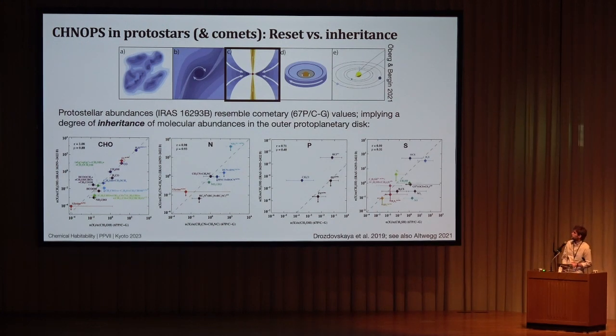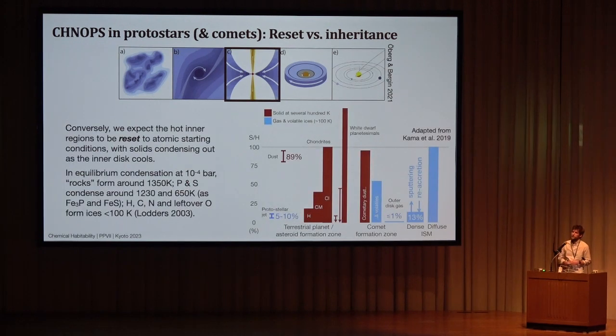But this is not true. We don't think this holds for the inner solar system, right, where material is heated, sees higher temperatures, and is reset basically to atomic conditions, only to then condense out at higher temperatures.